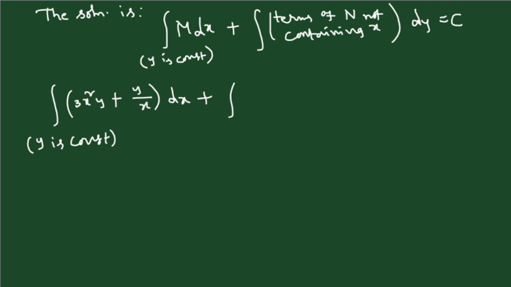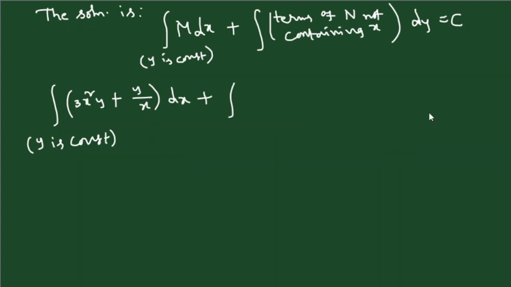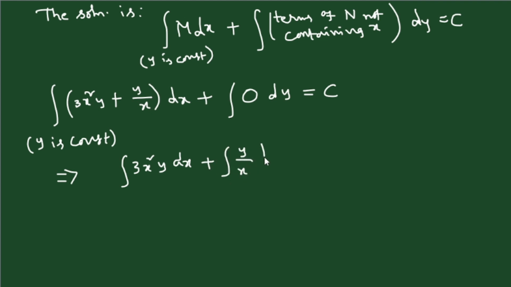In the second integral, we should neglect the terms related to x. So in both the terms, x is present. Therefore, in the second integral, we have no terms, so 0 dy equal to c. This implies in the first integral, you can split this integral into two parts: integral 3x square y dx plus integral y by x dx equal to c. In both the integrals, we should keep y as constant.